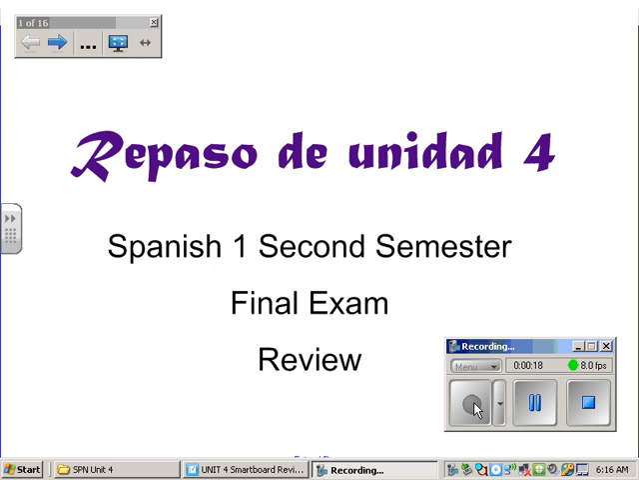Tenemos aquí el verbo de ir. También tenemos las invitaciones. We use the verb ir in this unit to express where we're going and what we're going to do. It really was nice because we were able to talk about the future a little bit more and our plans. También las invitaciones.